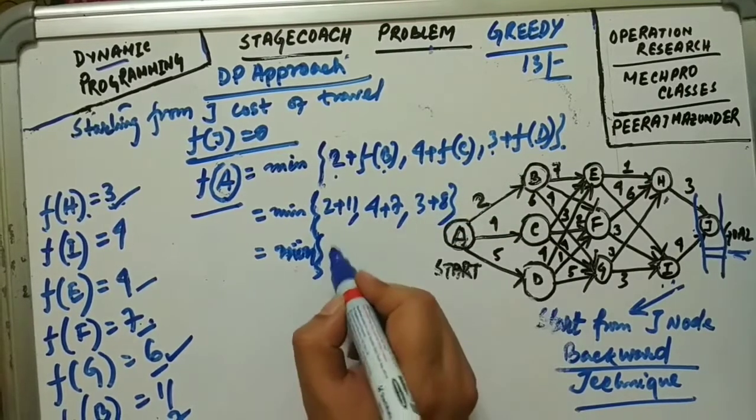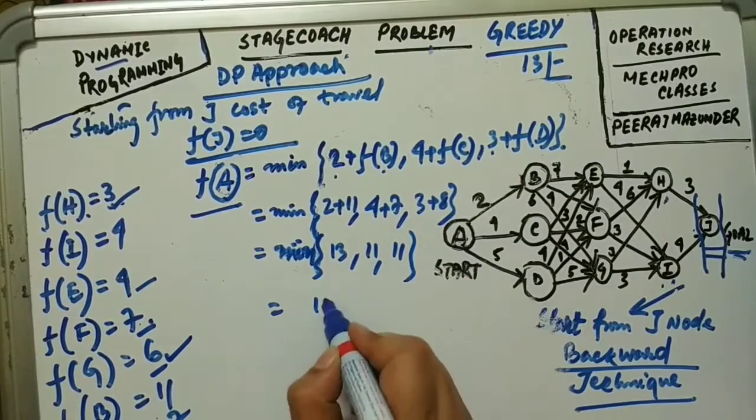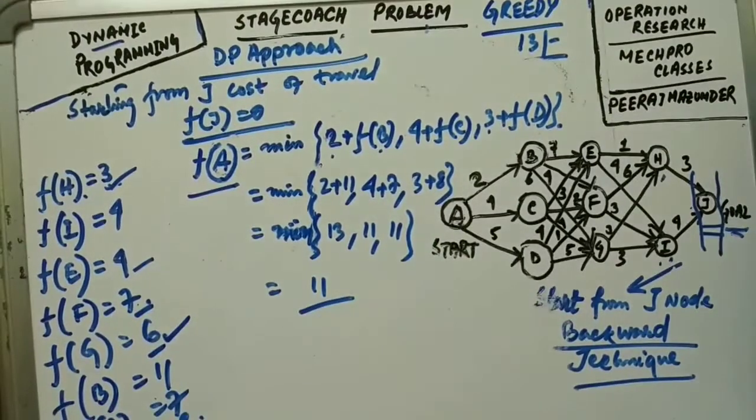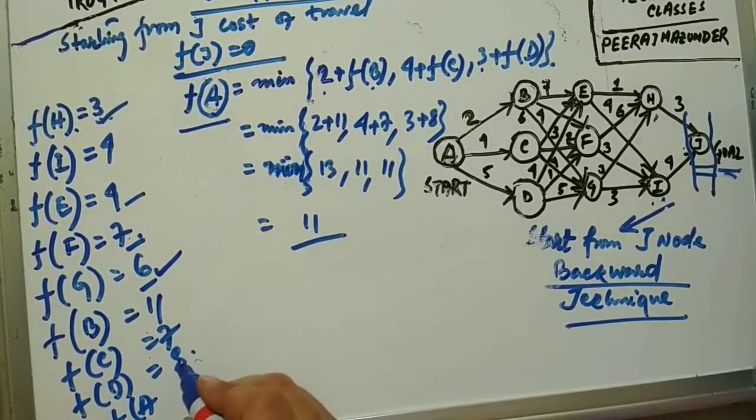So it will give you 13, 11, 11. So minimum will be how much? 11. So you can write f of A is how much?